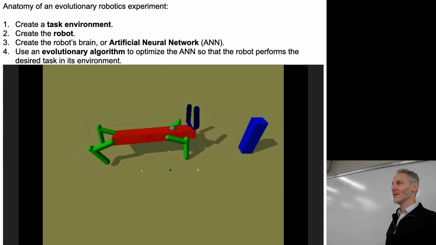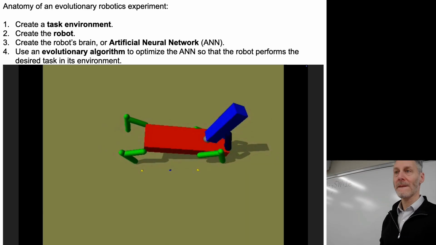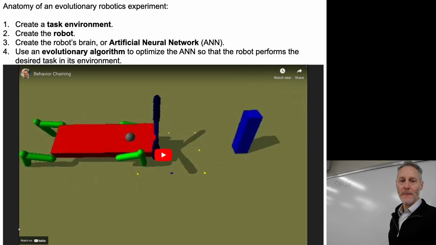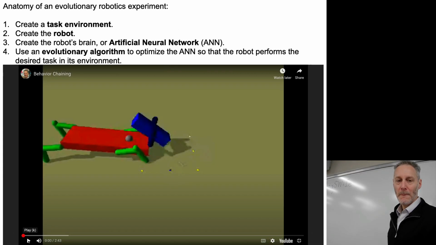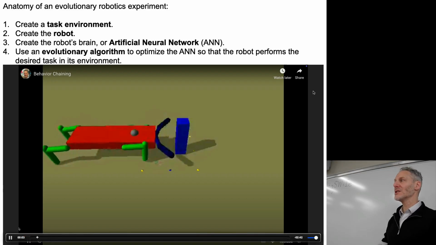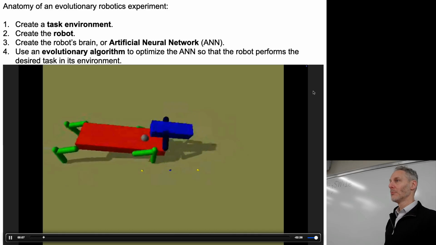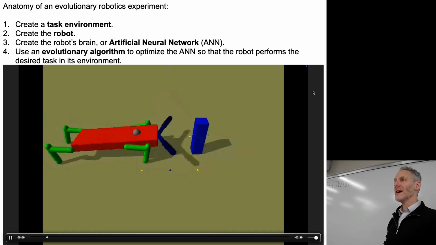What are some other disadvantages here? It's only optimizing for the very specific fitness metric you've created. Yep, it's only evolving for the fitness metric, which is minimize the distance between the blue block and the little gray ball on its back. So why is that a problem?